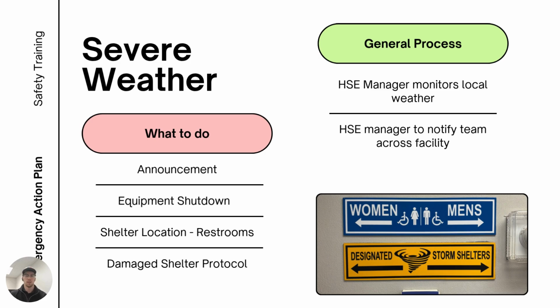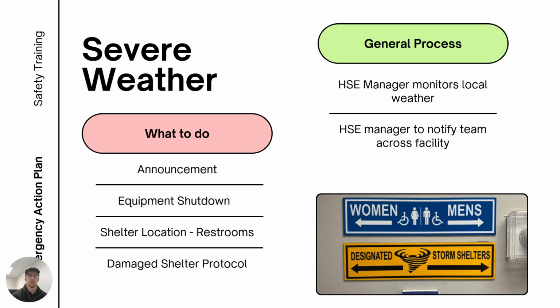So what to do? So we listen for an announcement to take shelter. So this would come from leadership. Shut down equipment again, just as stated before. Make sure you shut down equipment if time allows, or if you need to do so quickly, just use the e-stop to make sure the machine is off. Go to designated storm shelter, which is going to be the restrooms in all of the facilities on campus here at Albion. If the shelter is damaged, evacuate only when it is safe.